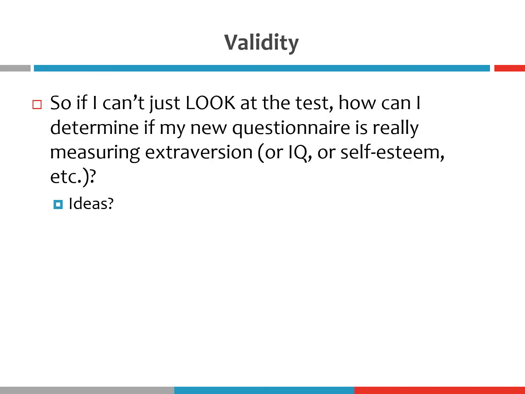So if we can't just look at our questionnaire or our measurement instrument and determine what it's measuring, how can we assess whether our questionnaire measuring our construct is valid? For example, if we were developing a questionnaire to measure extroversion, and we can't just look at the items on a test to see if it's obviously measuring that construct, what can we do? If we can't just look at a test, how can we determine if our measure is measuring what we want it to measure? Okay.